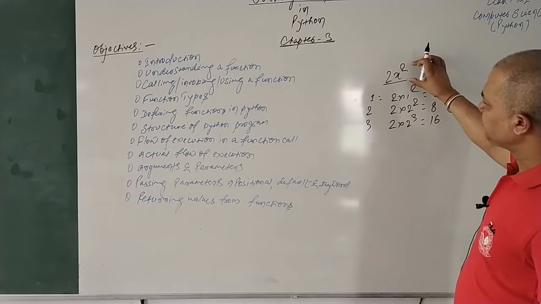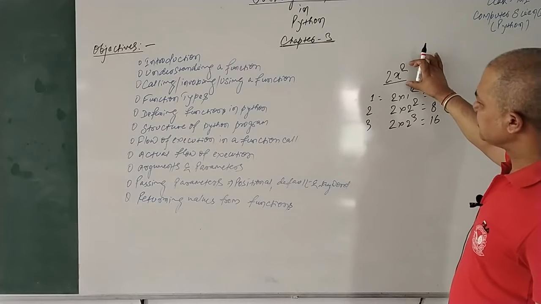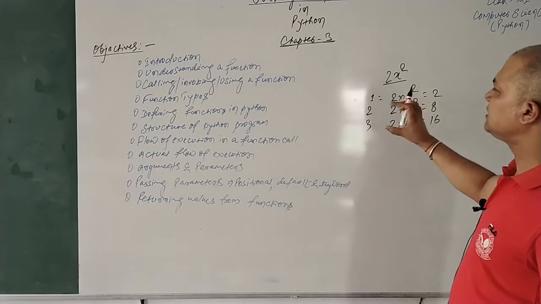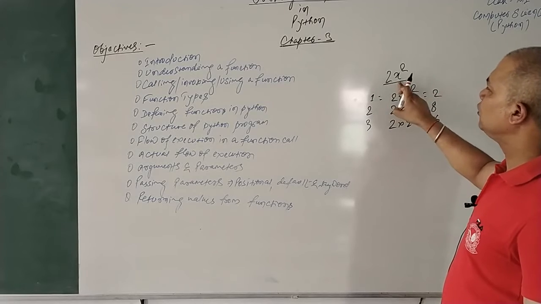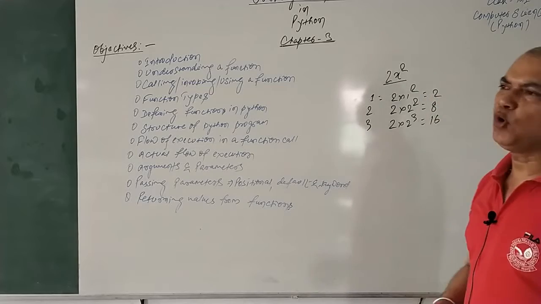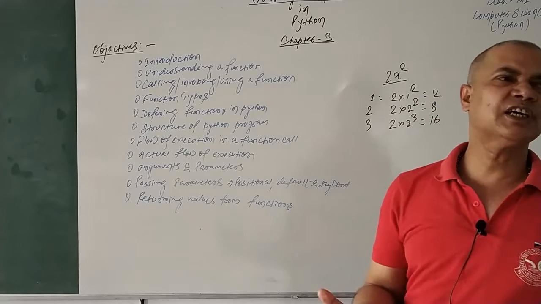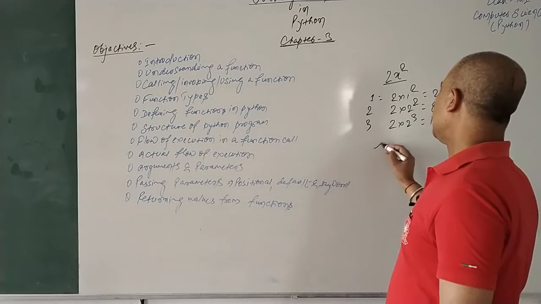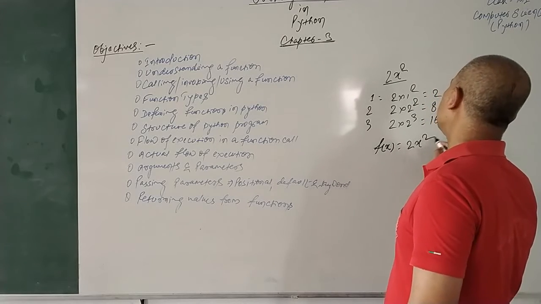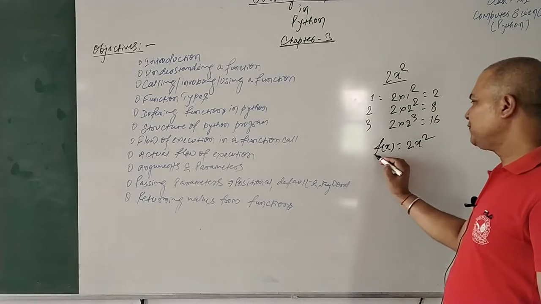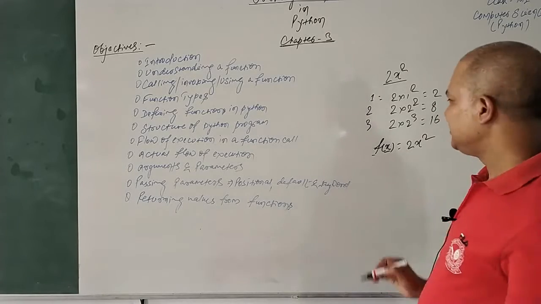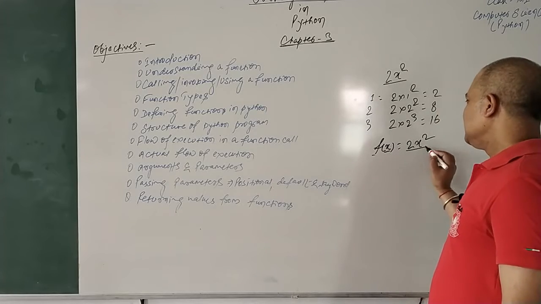As you can see, this 2x square is one of the polynomials where the output or result varies according to the value passed to x. Now if I want to write the same in the form of a function in mathematics, then I can convert it to f(x) equal to 2x square. Now f is a function which has one argument or parameter, that is x, and the result will be this.